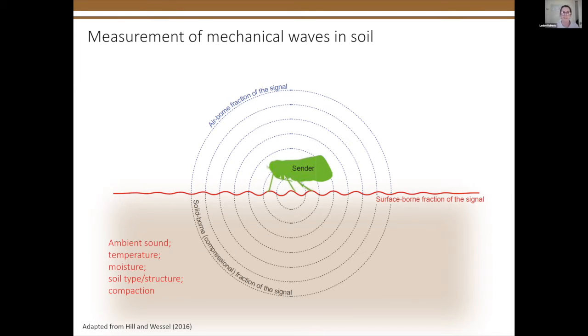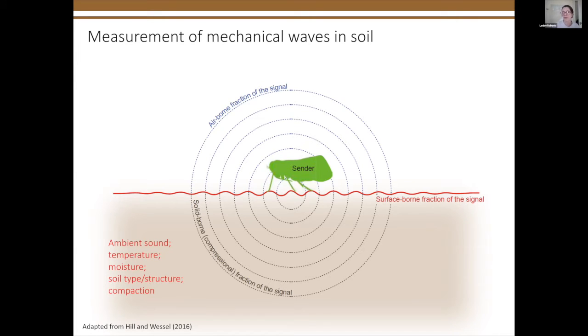In addition to this, the vibration of the body of this insect is traveling down the legs and is going into the surface of the soil in a substrate-borne vibration wave, which we would term vibration.